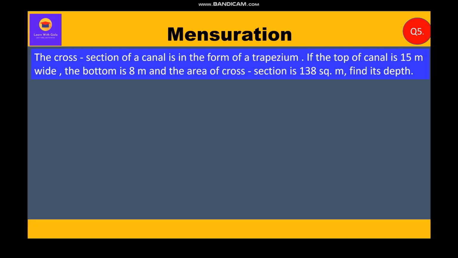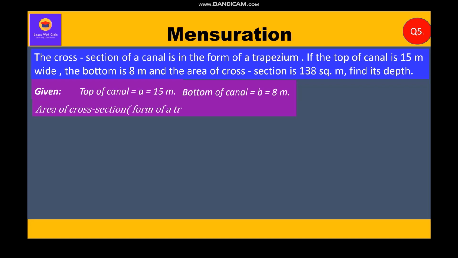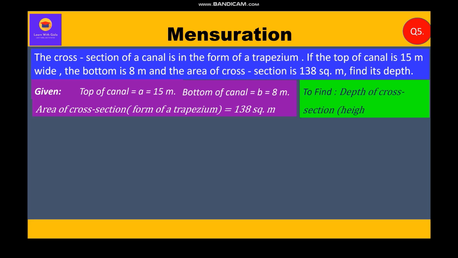Now over here given to us the top of a canal, that is a, is equal to 15 meters. Bottom of canal, that is b, is equal to 8 meters, and area of cross section, which is in the form of trapezium, is equal to 138 meters square. Now we have to find the depth of the cross section, that is height. Let's start with the solution.